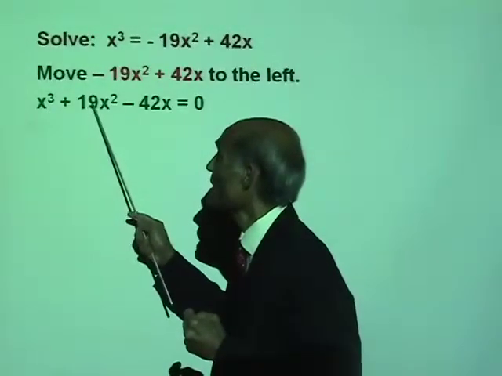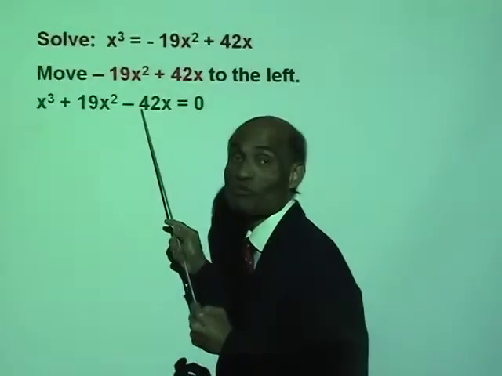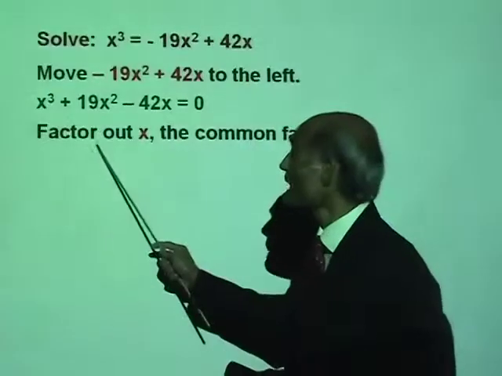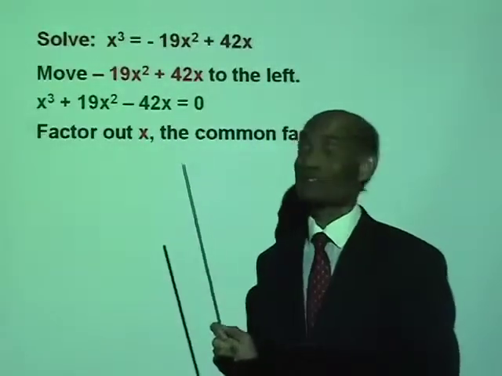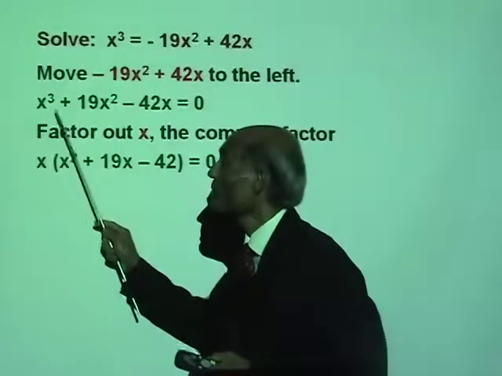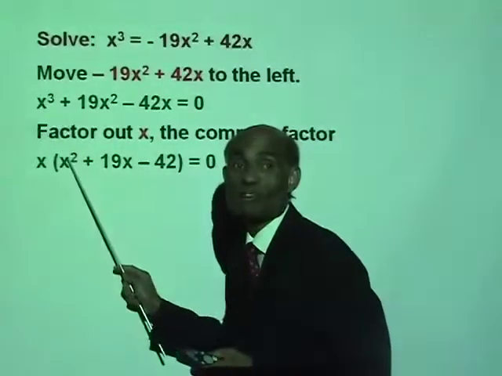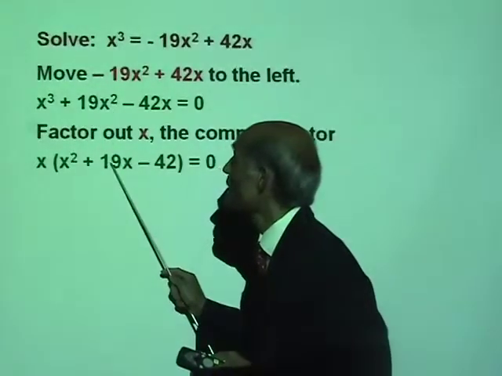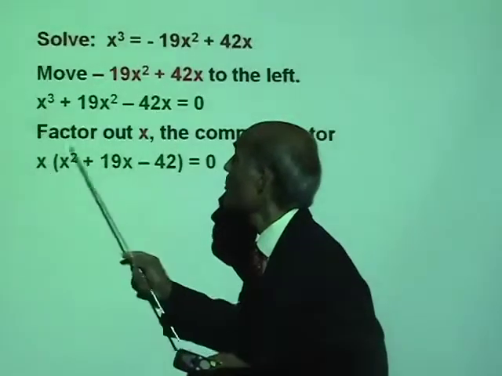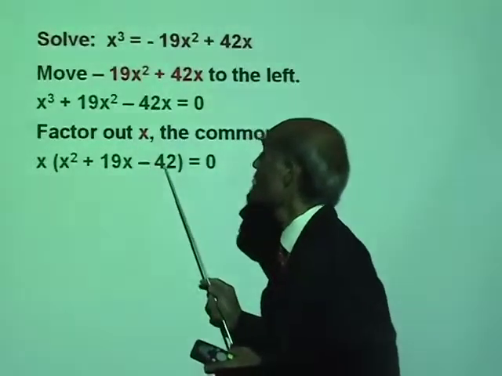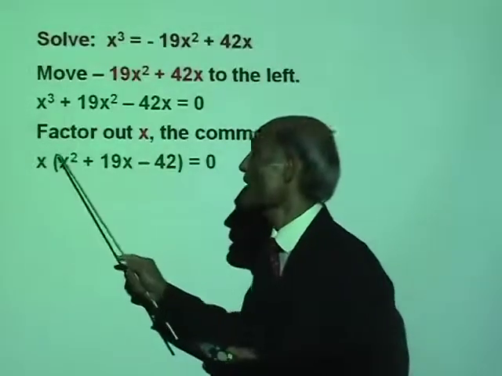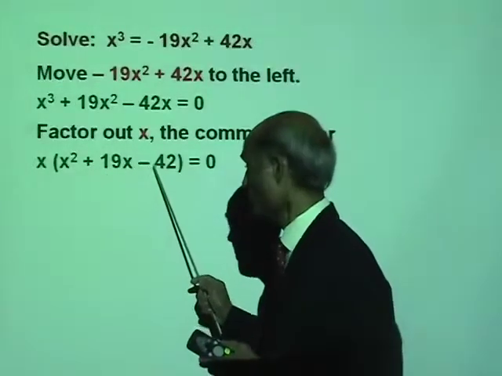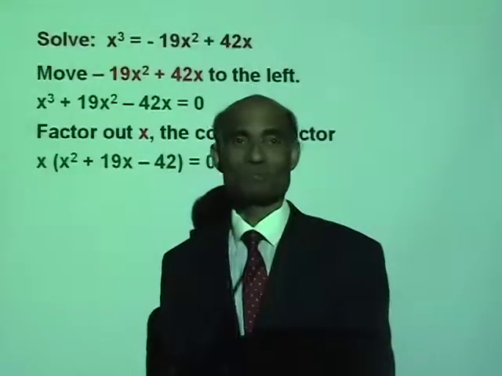X cubed, 19x squared, minus 42x. X is a common factor. So factor out x, the common factor. When x is factored out, what is left in the first term is an x squared. What is left in the second term is plus 19x. And when x is factored out, what is left in the third term is minus 42. So you have x times x squared plus 19x minus 42 equal to 0.